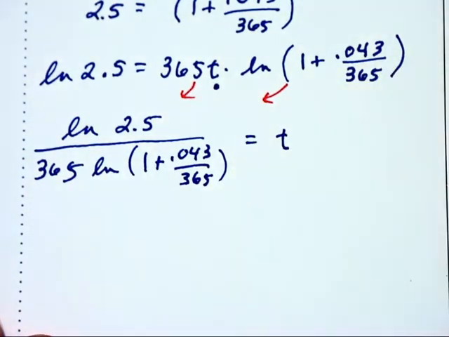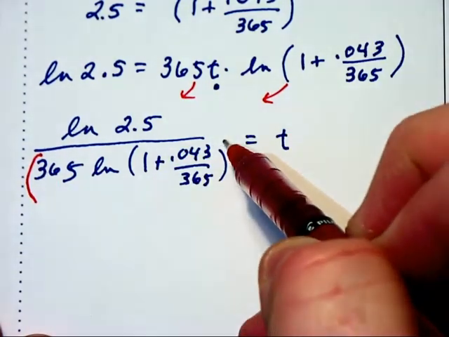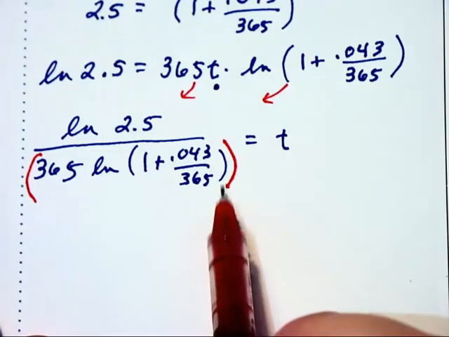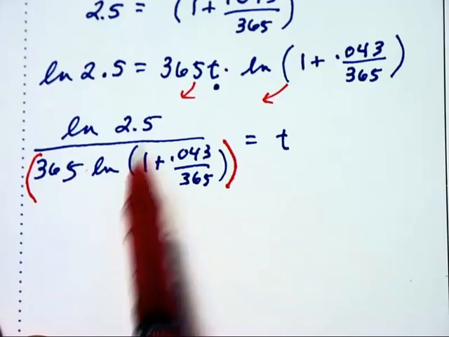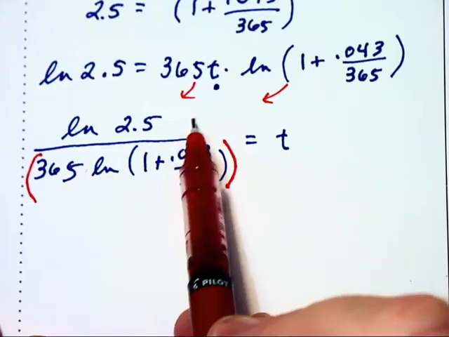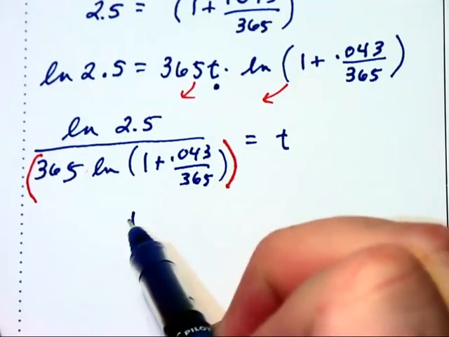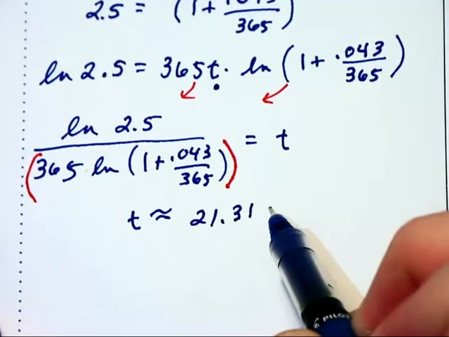Now this becomes quite an exercise on your calculator, and most everybody is going to want to put a parentheses around the denominator when you type it in your calculator, because there's a multiplication problem down in the denominator, and we do not want to just have the numerator divided by this 365 and then say multiply, because that would just put this up in the numerator without these parentheses here. When you then go do this on your calculator, you will find out that t is approximately 21.31 years.